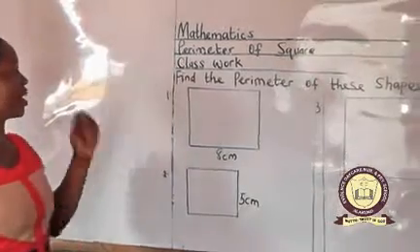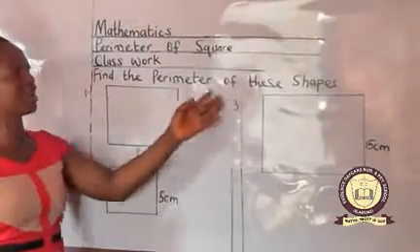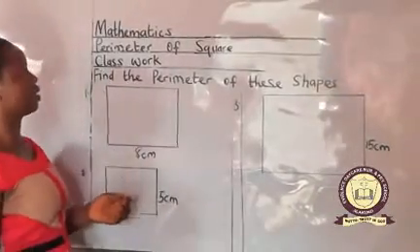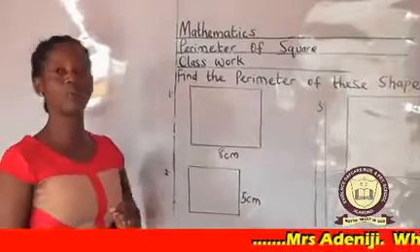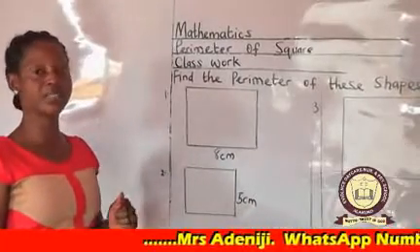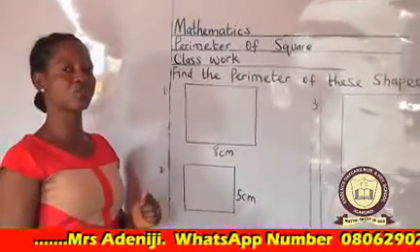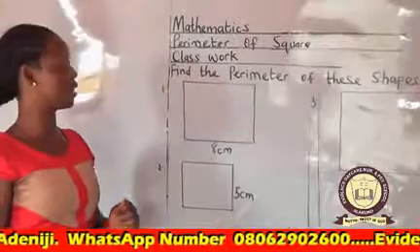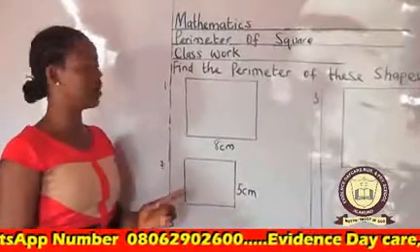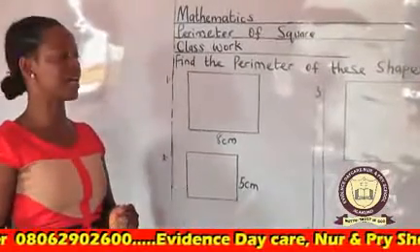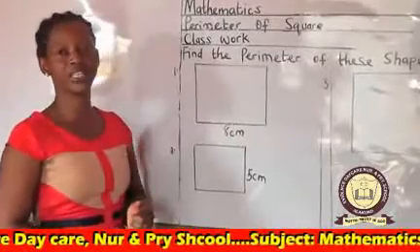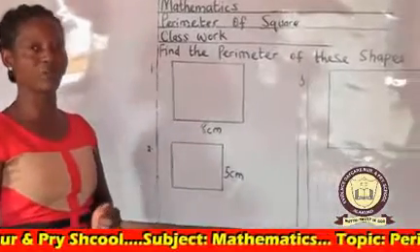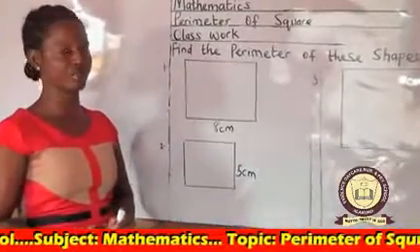Here are your classwork. You're going to find the perimeter of these shapes. That is the perimeter of this square. Don't forget the formula once again. The formula is perimeter equals 4 times length. That is your formula. Do it and submit it to my WhatsApp number that will be shown on the screen.